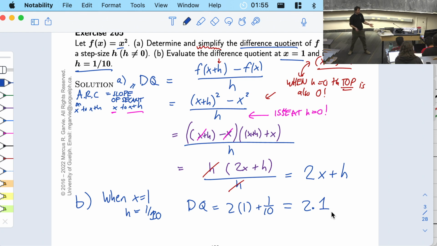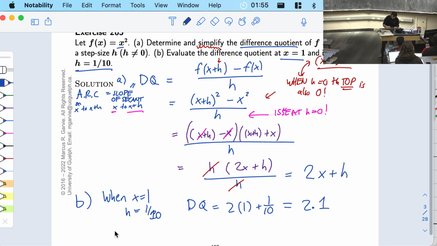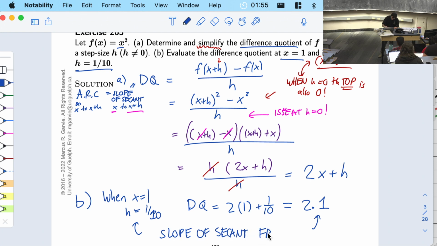What does this 2.1 represent? This 2.1 represents the slope. This is the slope of the secant line, of the secant, from 1 to 1.1. Right? Because in general, it's the slope of the secant from x to x plus h. So if x equals 1 and h equals 1/10, then it's 1 to 1.1. So that is what we've calculated. The slope from 1 to 1.1 is 2.1. We have this nice formula, 2x plus h. And we can check that it's true. Let me freeze this for people still copying.